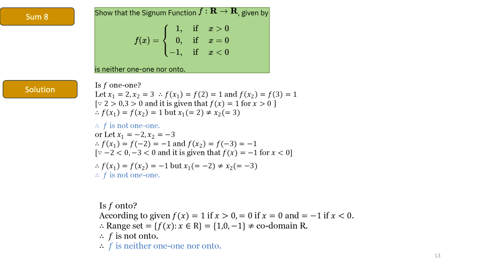The range of f is only 1, 0, and minus 1, whereas the domain is R. Therefore, f is not an onto function either.